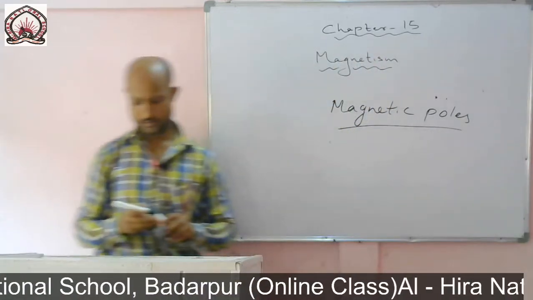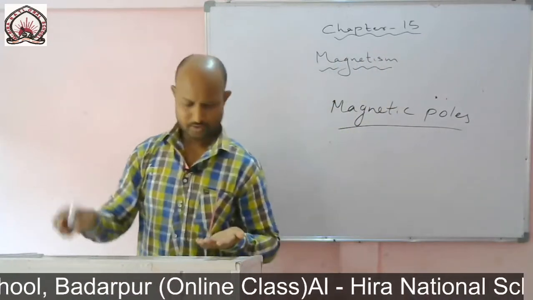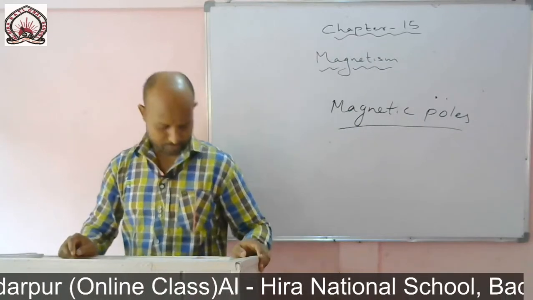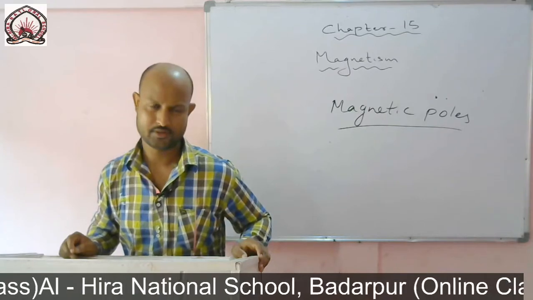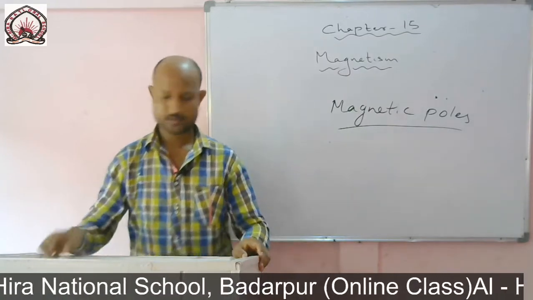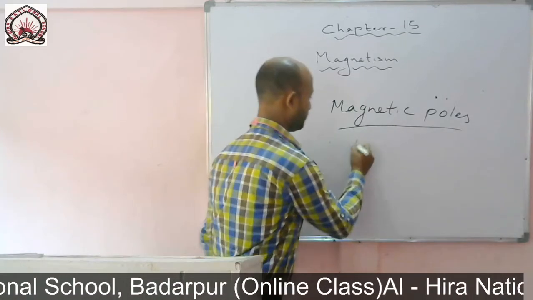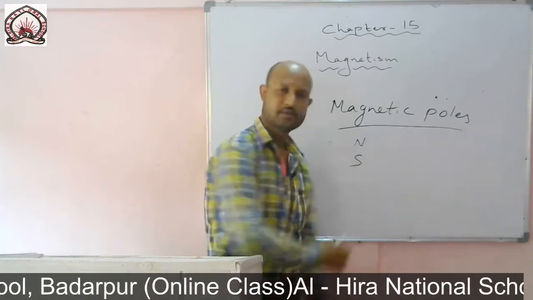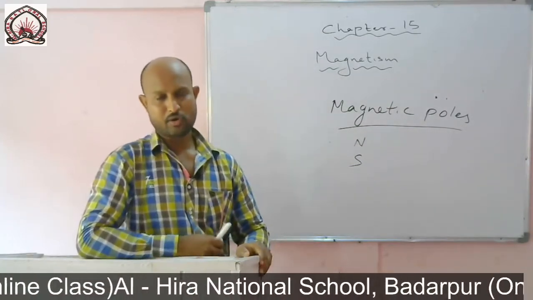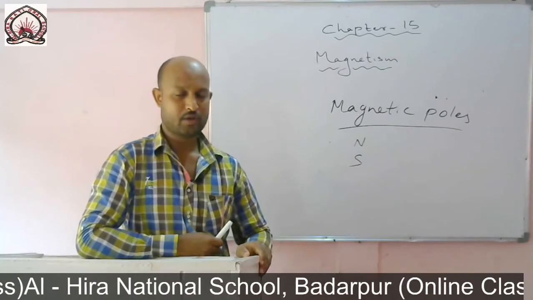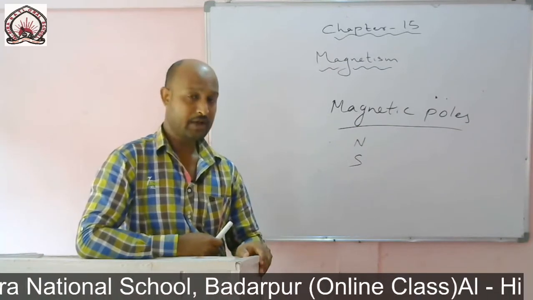Magnetic poles. You know that all magnets have poles, which are called the North Pole and the South Pole. So the poles of the magnet are always found on either side of the magnet.